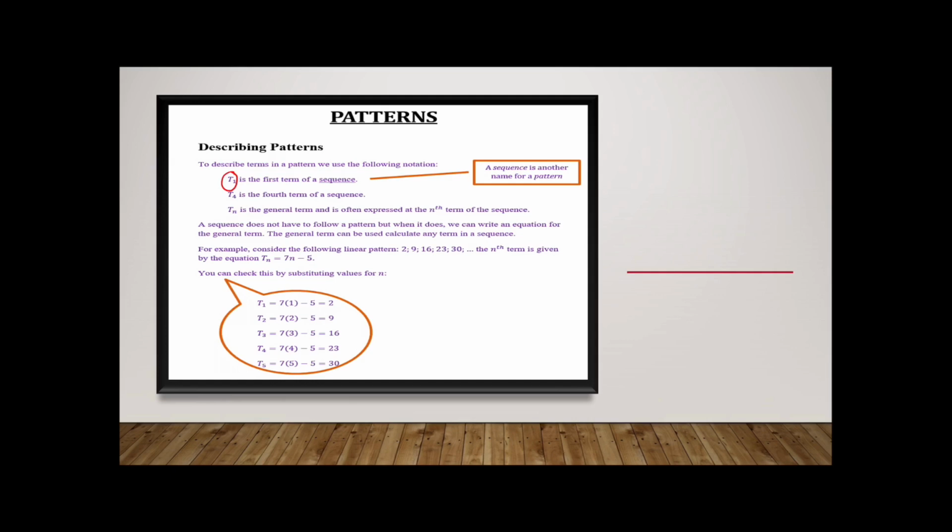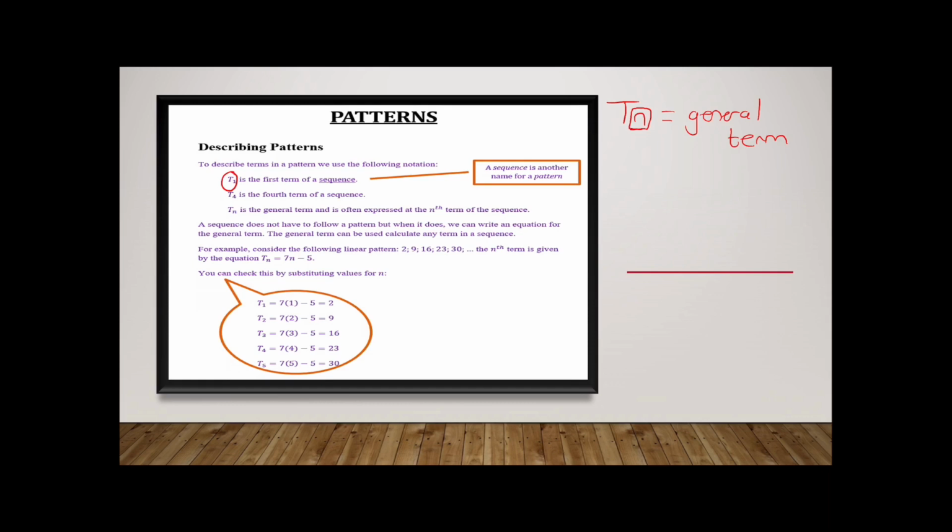So what we can say then is that Tn is the general term. So Tn is my general term. Okay? So that general term is referred to as that little n that we see attached to it. Instead of it being a number such as 1, 2, 3, or 4, it's n, and that is the general term and is often expressed as the nth term of the sequence.